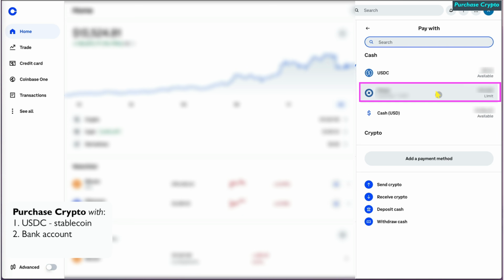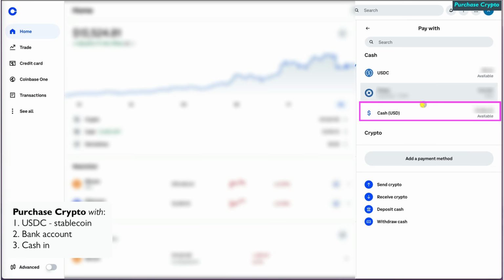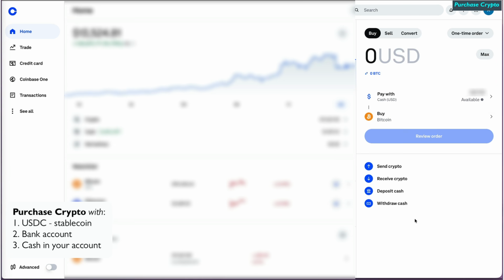The second option is a linked bank account. If you don't have one set up, select Add a Payment Method and connect a bank account, debit card, or PayPal account. The final option is cash that you already have in your Coinbase account. This could be from money you previously deposited or from selling crypto.